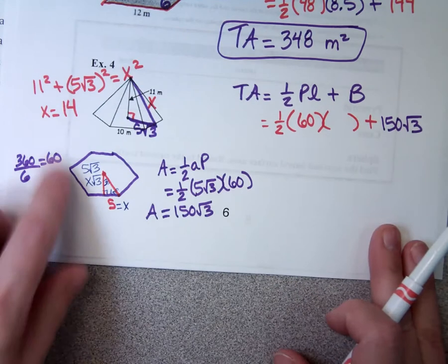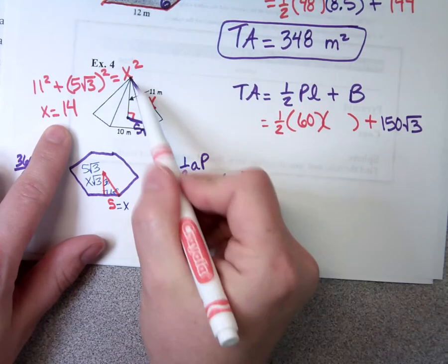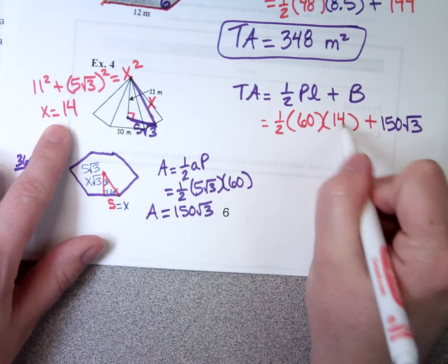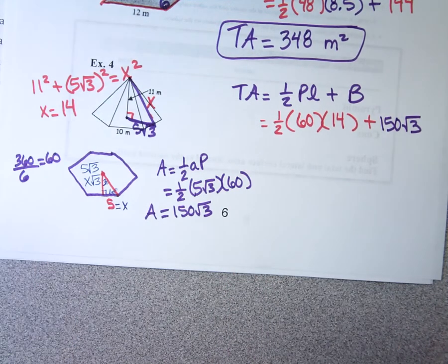Okay, so x is 14, and that's our what? What were we looking for? That's the slant height. So 14 is going to go right there. Okay, take a second, put all that in, and then round to the nearest tenth.